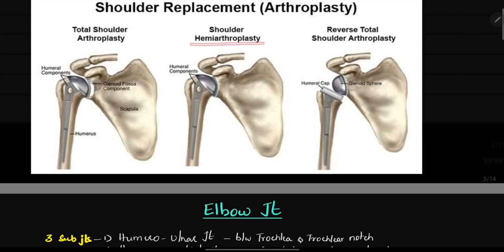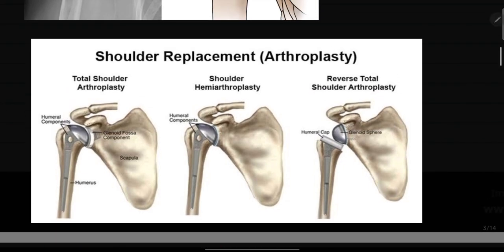There is also hemiarthroplasty, in which they don't touch the other part, like the glenoid cavity will be left out, and only the ball of the shoulder joint will be replaced. Ball of the humerus will be replaced, that is called a hemiarthroplasty. There is also reverse total shoulder arthroplasty, where the ball is fixed towards the scapula in the place of the glenoid cavity, and the plate is placed at the head of the humerus, so that is reversed, so it is called a reverse total shoulder arthroplasty. So this is about the shoulder joint.